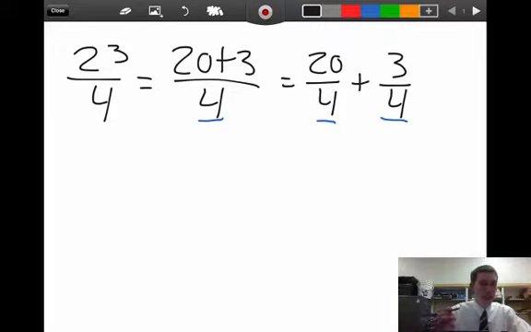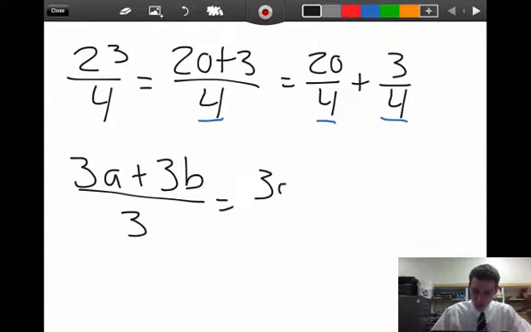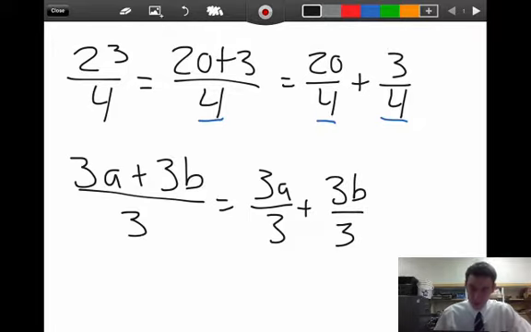Now it's the same if we just have a variable added. So if we have 3a plus 3b divided by 3, this just equals 3a divided by 3 plus 3b divided by 3.